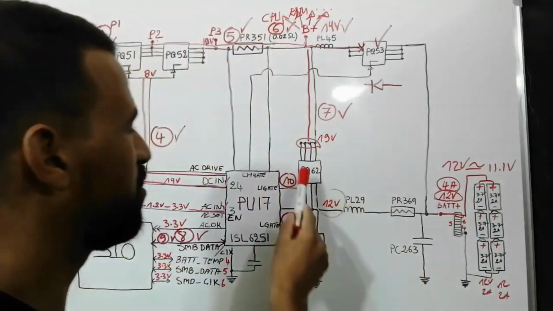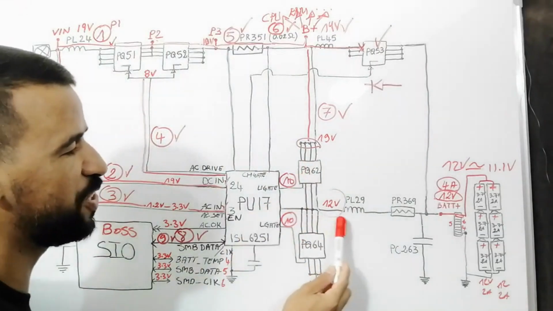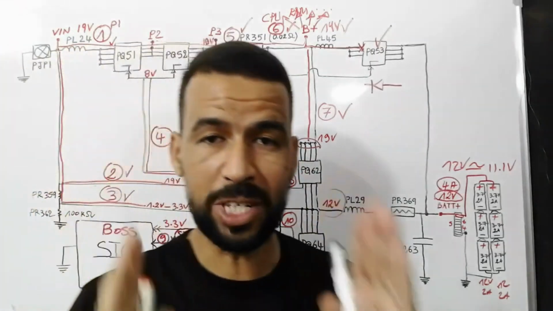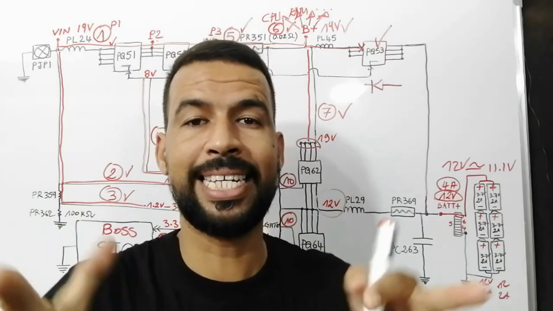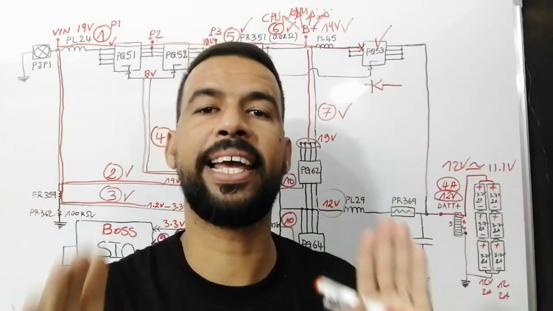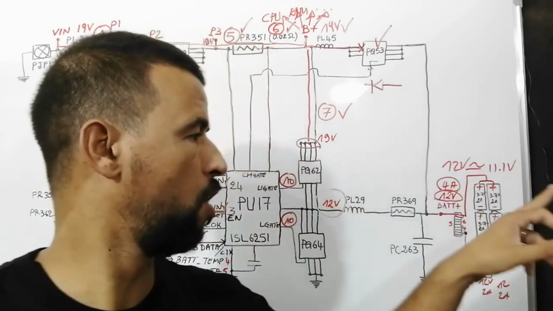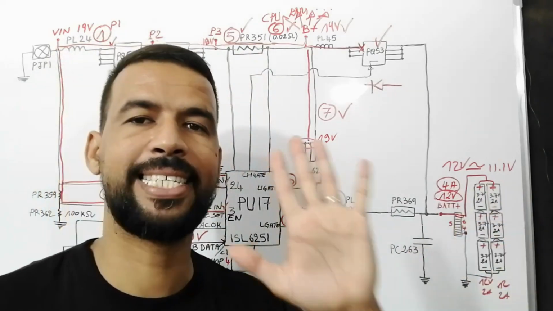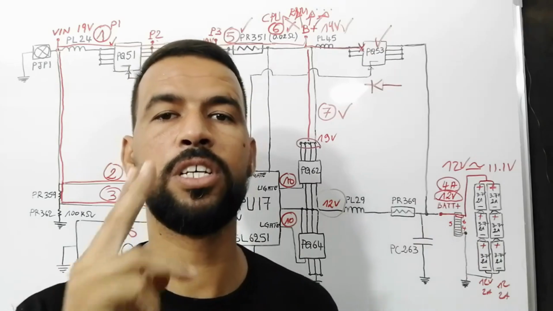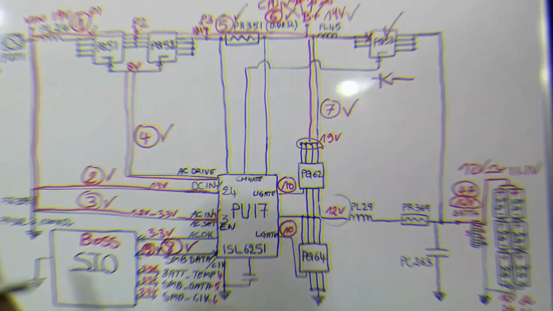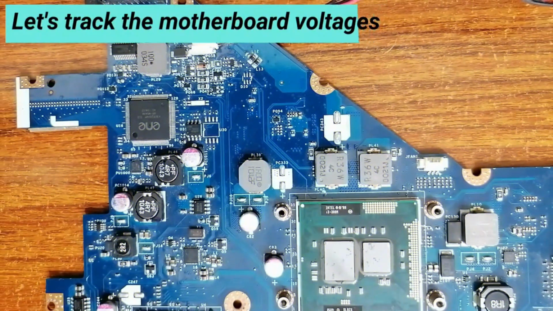That's why these two voltage regulators generate 12 volt, not 19 volt, not 18 volt, because the maximum voltage that the battery can support is 12 volt based on its configuration. 6 cells with the characteristics of 3.7 volt, 2 amps. Let's track voltages in the motherboard.